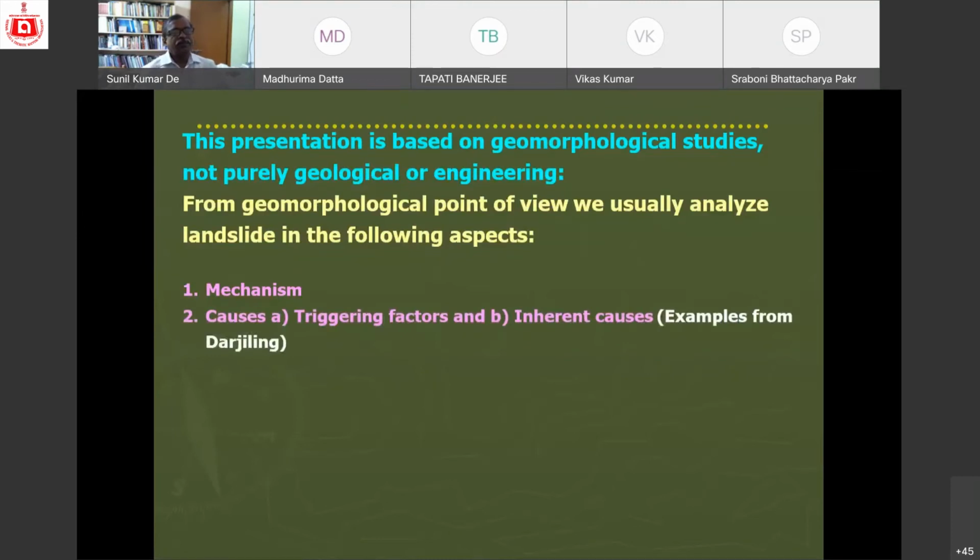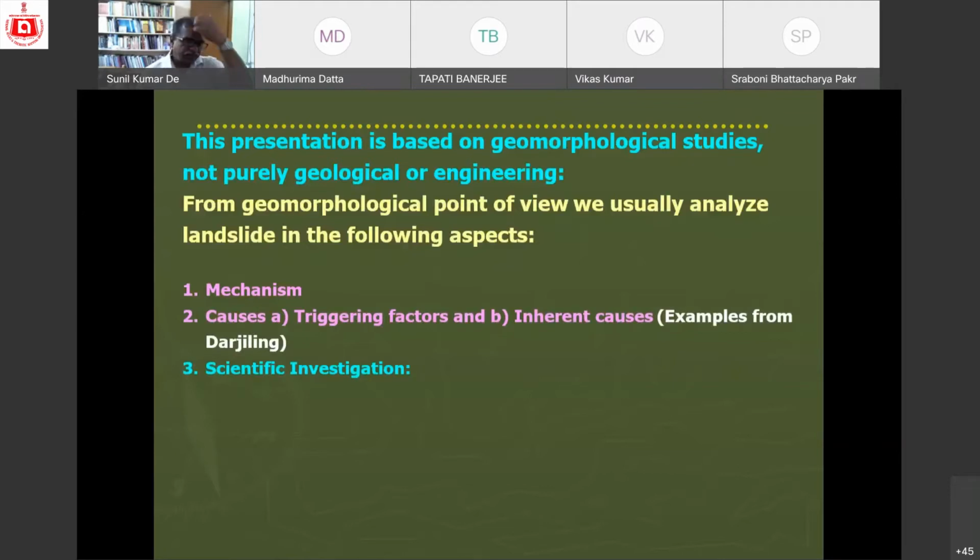Number two, what are the causes? Among these, we have mainly two causes. One is triggering factors and the other is inherent causes. I will cite examples from Darjeeling in this case.